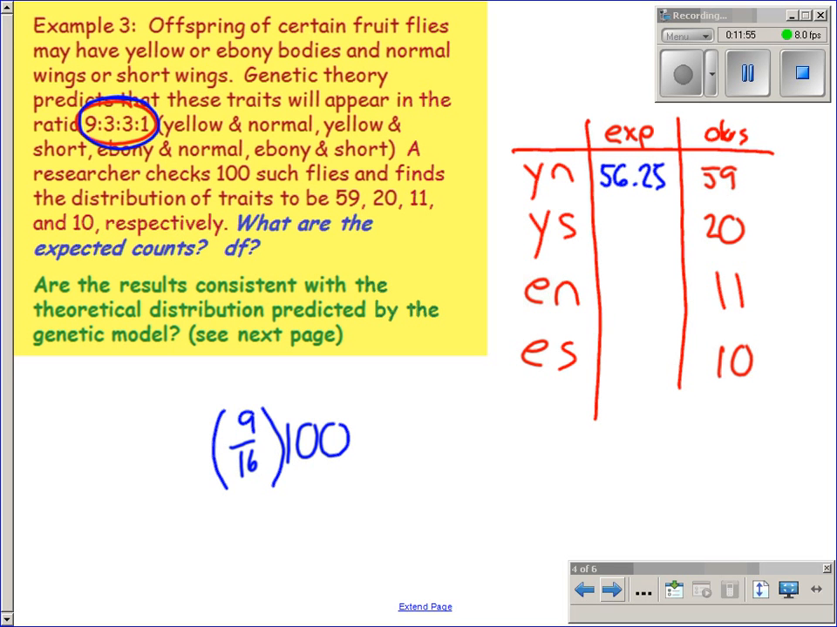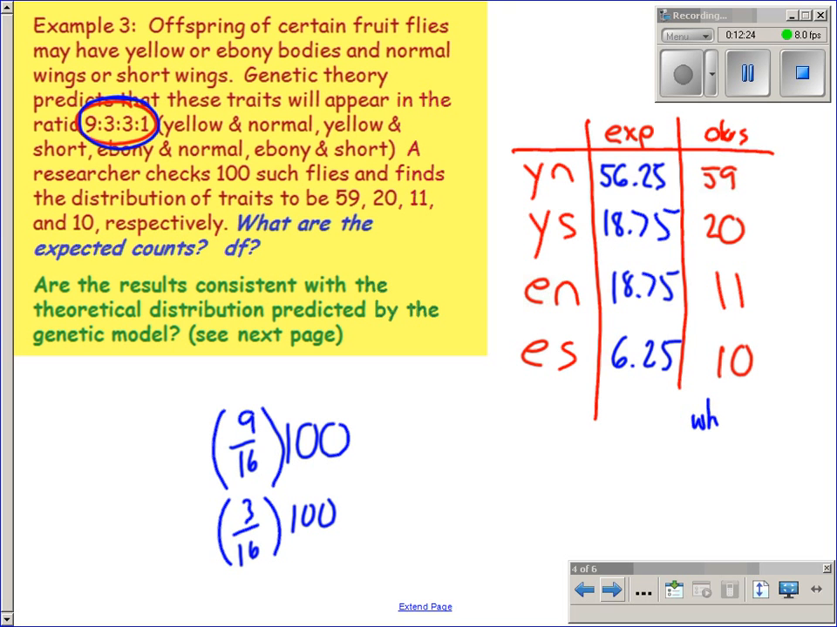Yellow and short, I should expect to see that 3/16 of the 100 are yellow and short. And you can see that comes out as, a little trouble with the smartboard, 18.75. Ebony normal is supposed to be 18.75 as well, and ebony short is 6.25. And the reason I want to show you this table here is the observed always has to be a count. These have to be whole numbers. They have to be counts. Meanwhile, the expected, it's okay if they're decimals. So observed must be whole numbers. Expected can be decimals.